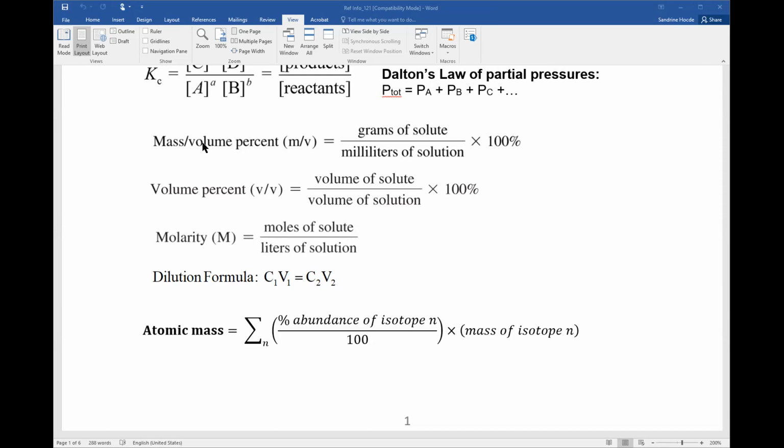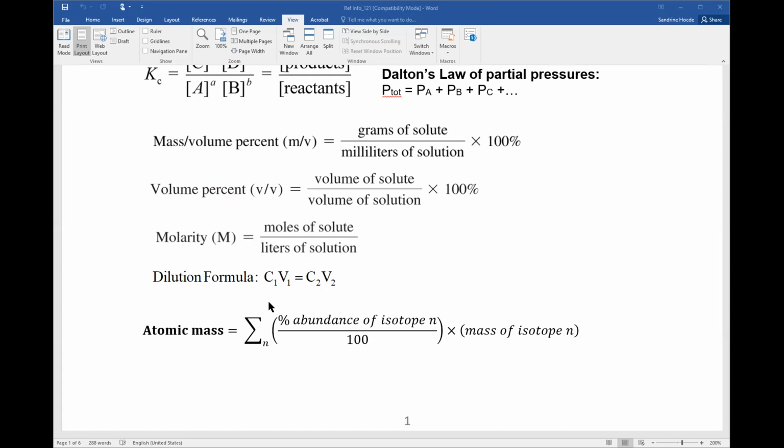All of these units, mass per volume percent or molarity, can be used as conversion factors because they give you an amount of solute in a given amount of solution. So that can be written as an equality and then a conversion factor.